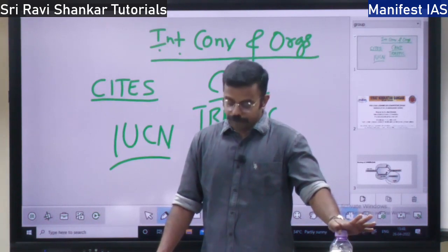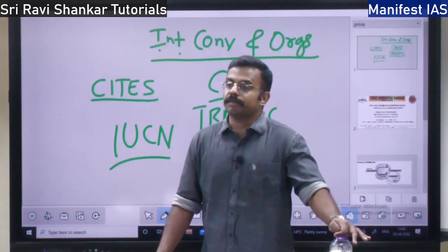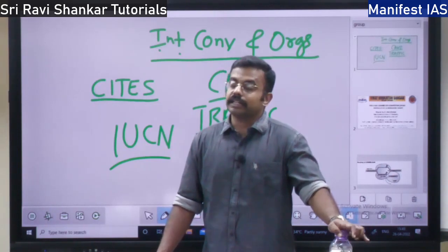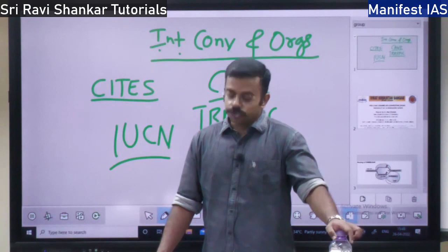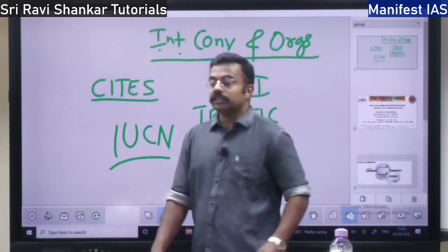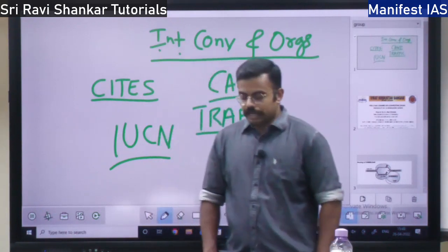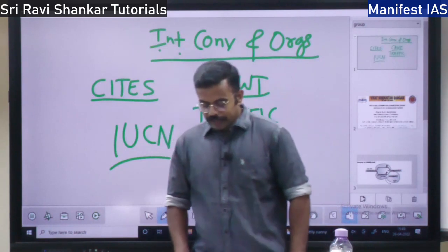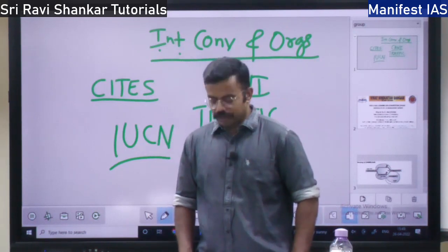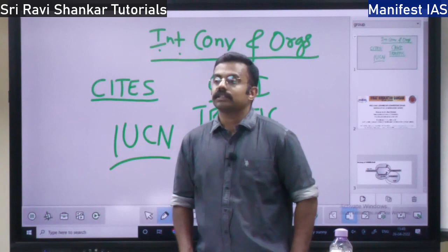Pesticides is the first category. Industrial chemicals is the second category. Third category is byproducts. So what are the pesticides which are persistent organic pollutants? One is aldrin. Aldrin is one chemical. DDT, aldrin, endrin, DDT, all these are the first category.